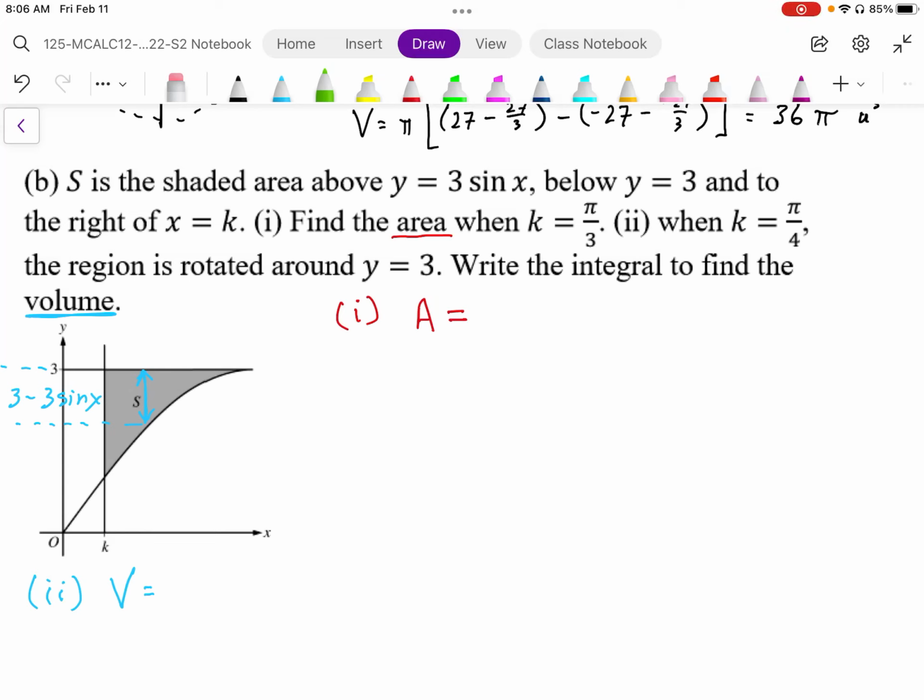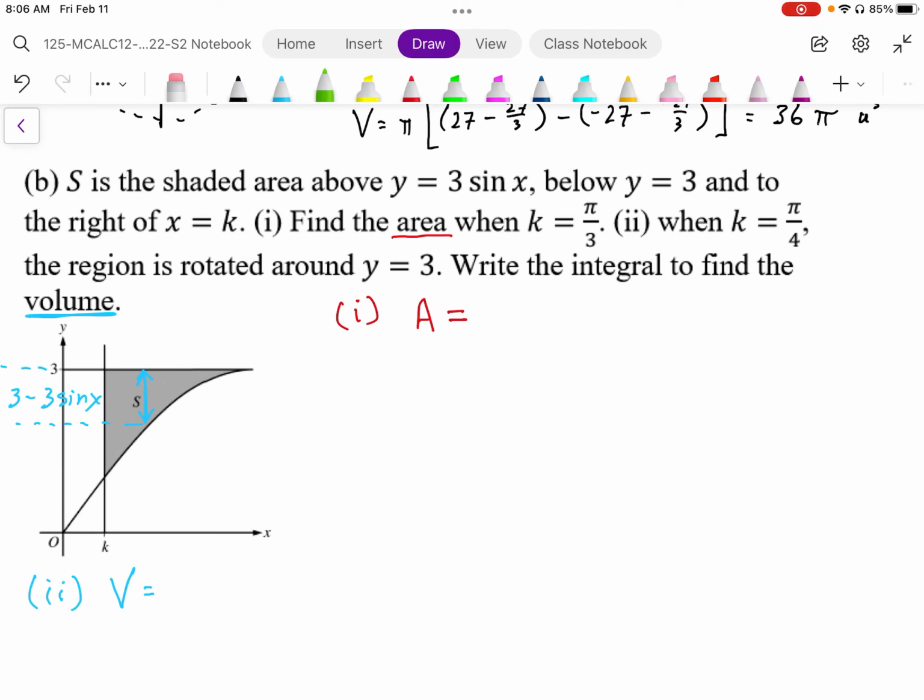So in this problem, we've been given the curve y equals 3 sine x. So that's a curve. And we want some area below y equals 3. So the upper bound line is 3, and it's going to be bounded between those two lines and the starting point k. Now, the starting point k is different for part 1 and part 2.